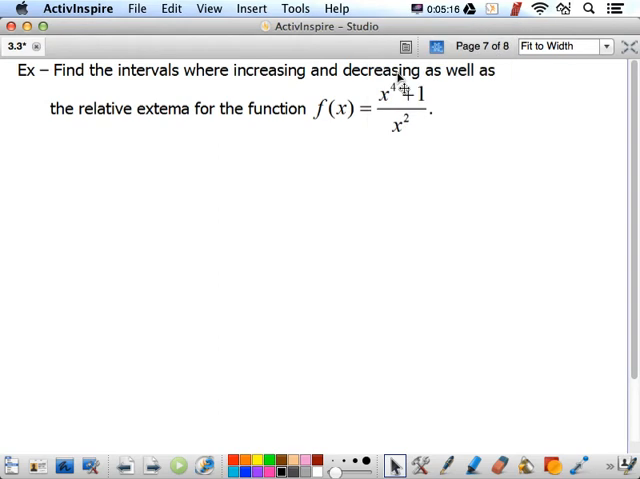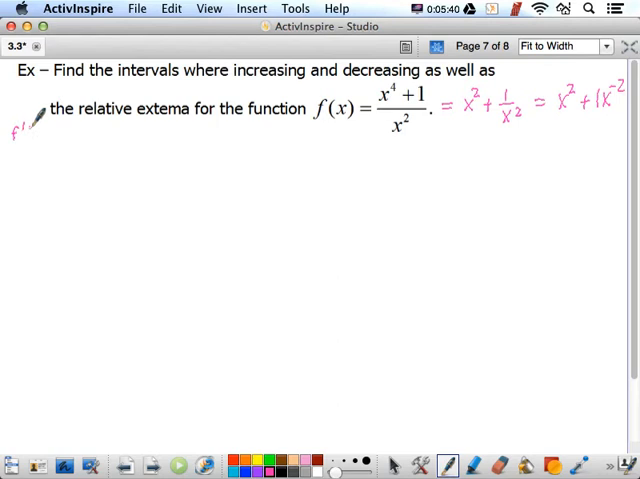We want to do the same thing for this function. So we have f of x equals x to the fourth plus 1 all over x squared. And because we're dividing by a monomial, we're just going to split it up rather than using the quotient rule. So that will give us x squared plus 1 over x squared, which is the same as x squared plus 1x to the negative 2. That makes it a lot easier for us to find our derivative.